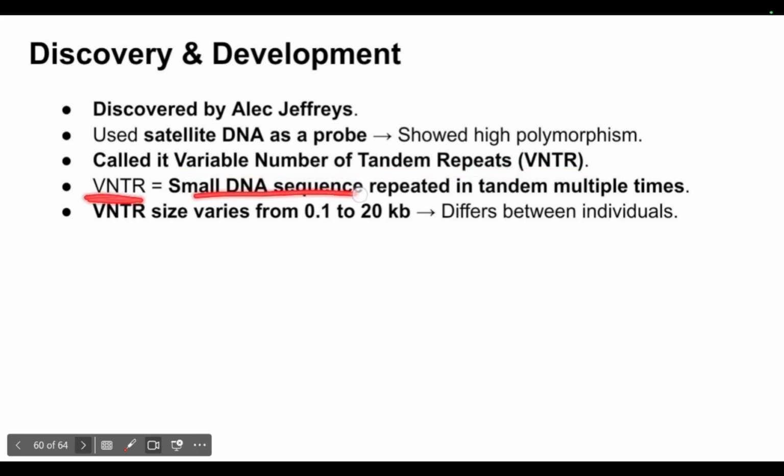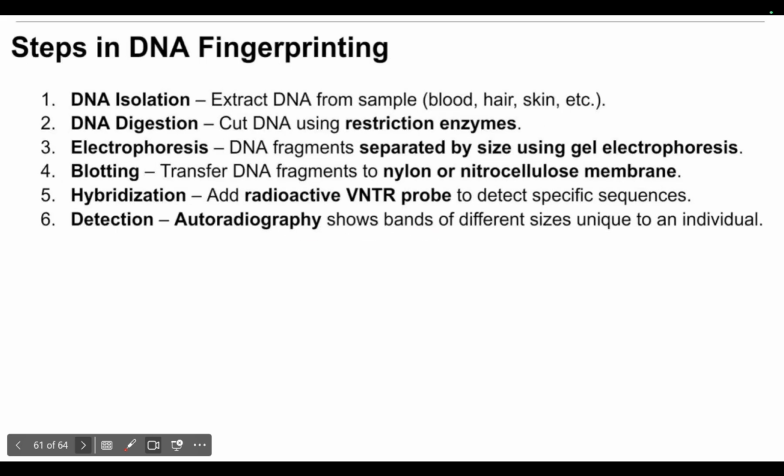VNTRs are small DNA sequences repeated several times, and the size can be 0.1 to 20 kb, which differs between individuals. Different steps of DNA fingerprinting include: first, the DNA is isolated, that is, it is extracted from a sample of the body. Then it is cut into small parts using restriction enzymes. In electrophoresis, it is separated by size using gel electrophoresis. In Southern blotting, the DNA fragments are transferred onto a nylon or nitrocellulose membrane. After that, this DNA is hybridized using a radioactive VNTR probe, and finally it is detected by autoradiography.